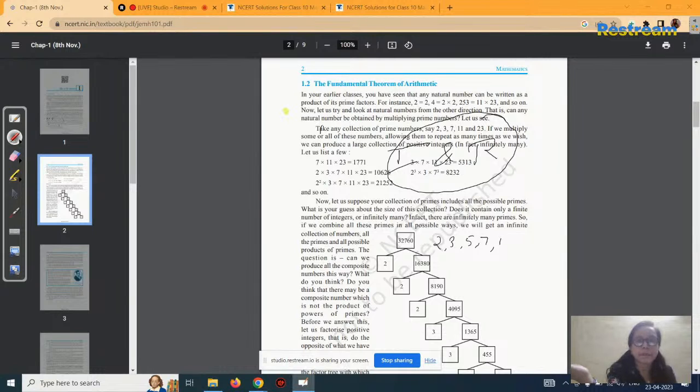After 7, the next prime number is 11, the next one is 13, then 15. Is 15 a prime number? No, 15 is not a prime number. Then the next one is 17 and so on. Right, children?